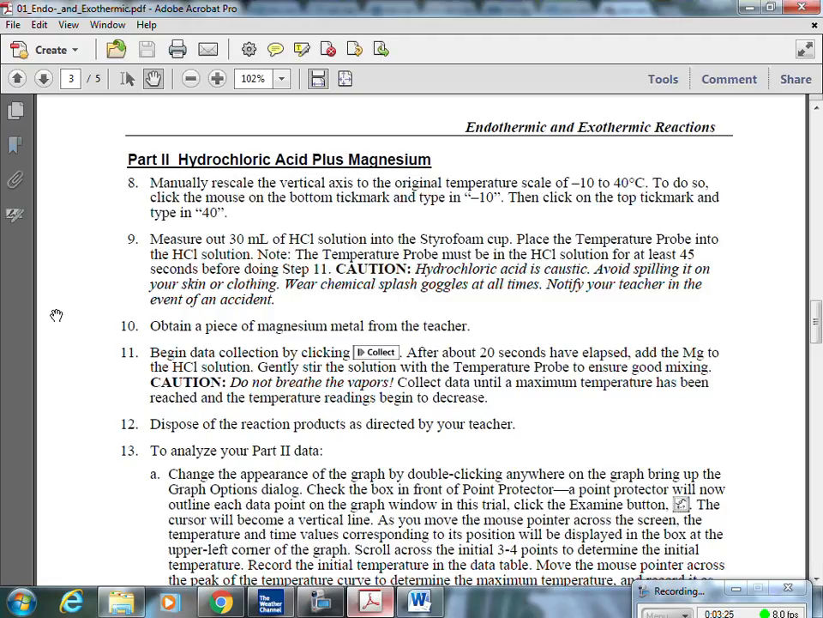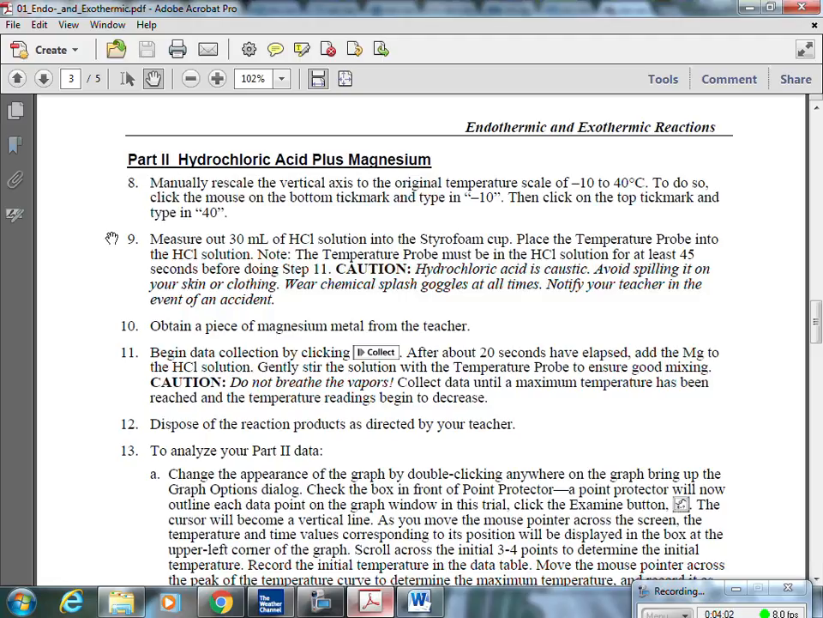Nonetheless, you are going to have to manually rescale the graph. It tells you right here how to manually rescale the graph. To do so, click the mouse on the tick mark and type in 10. The tick mark is down at the bottom; you're going to have certain values from this value to this value. Click the value and put 10, and on the top mark, click the value and put 40. So you're just manipulating the range of your scale. You'll need to do that first of all.